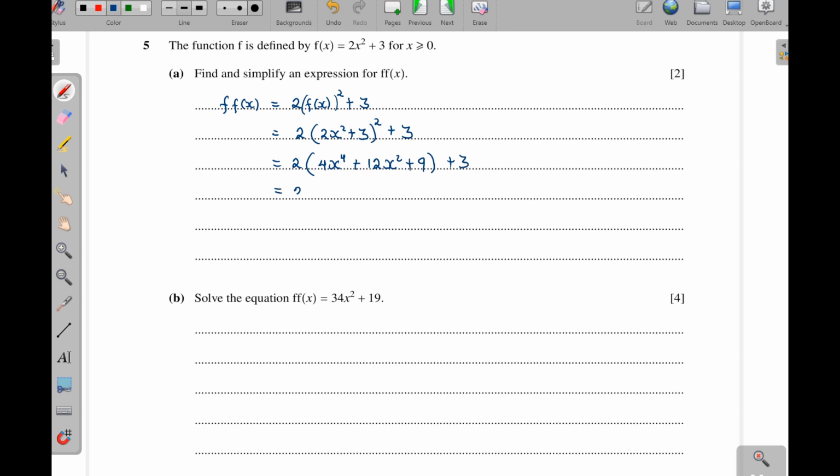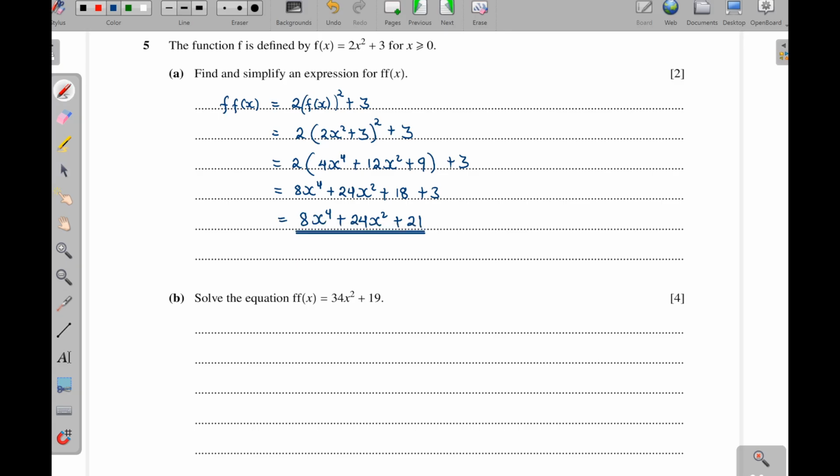Now multiply out the brackets. 2 times 4, that one will give us 8, x to the power of 4, and then plus 2 times 12, that one will give us 24, x squared, then 2 times 9, that is 18, and then plus the 3 here. So altogether, this one becomes 8x to the power of 4, then plus 24, x squared, then plus 21. And that becomes our answer here. Remember, they said we simplify. Okay, so this is the simplified one.